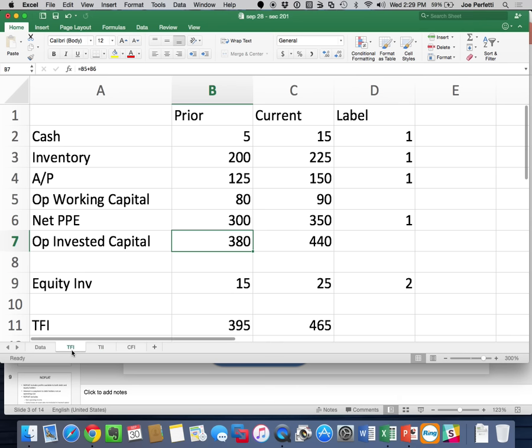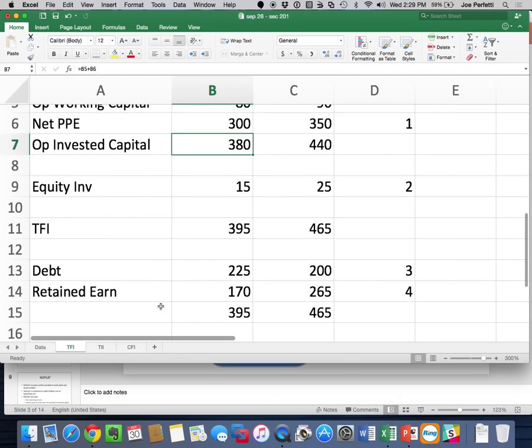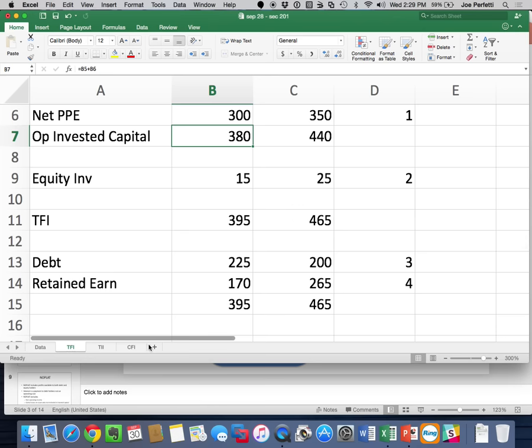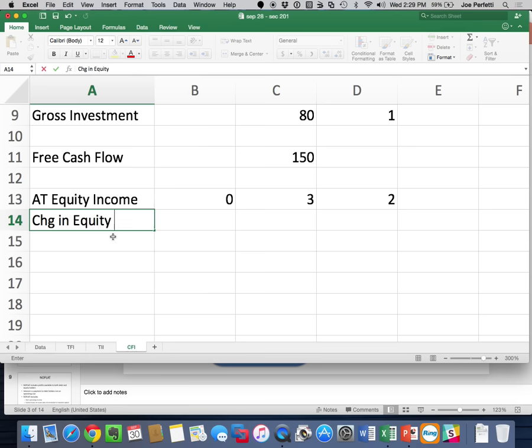Then I go back to my balance sheet. Right? What do I have on my balance sheet? I have equity investments. So again, change. Balance sheet's all about change in equity investments.